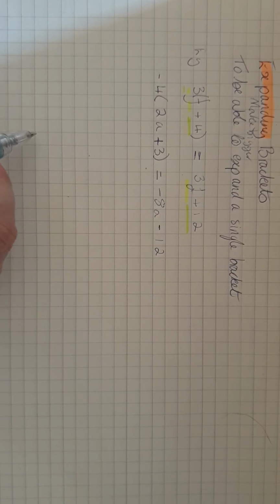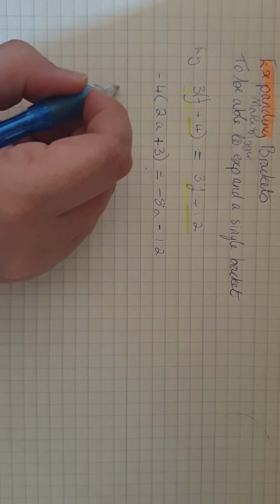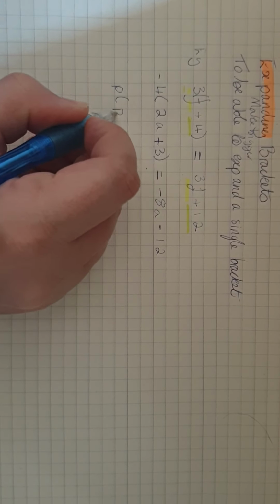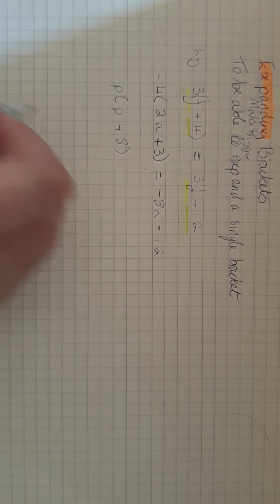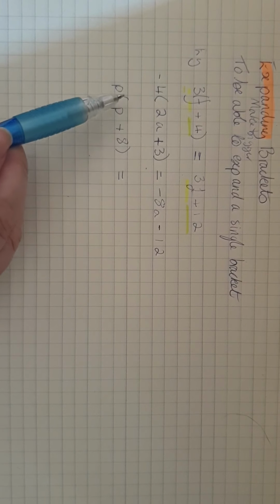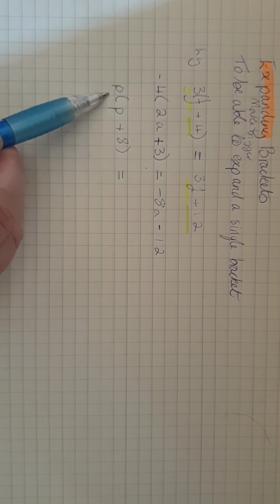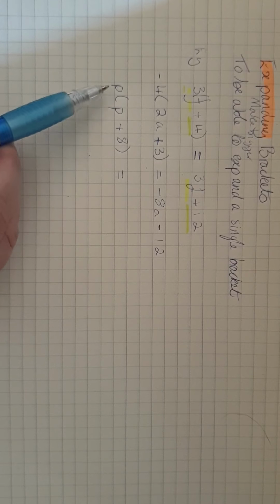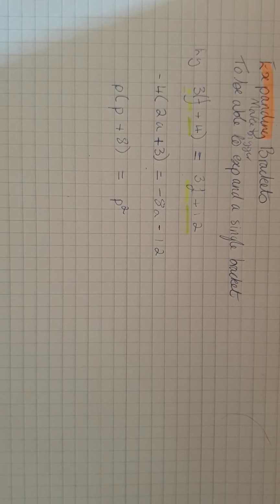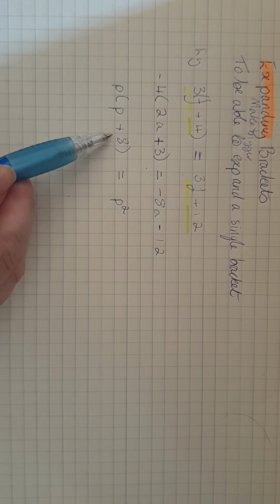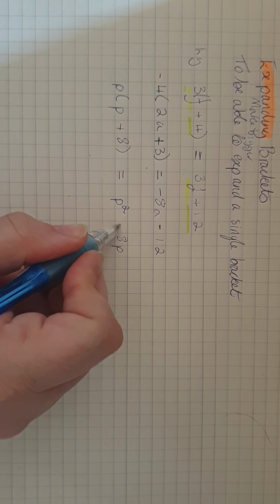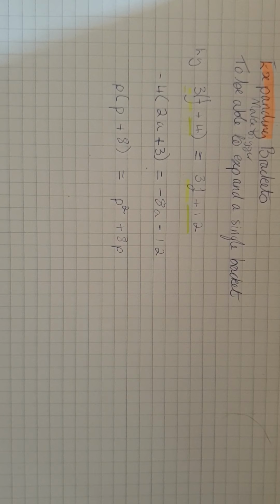One final example is where we're going to put a letter outside the bracket. In this case, we're going to have p, open brackets, p plus 8. Again, you take what's immediately outside the brackets. In this case, it's p. P times p we write as p squared. P multiplied by plus 8 is 8p. And what are we doing? We're adding it.